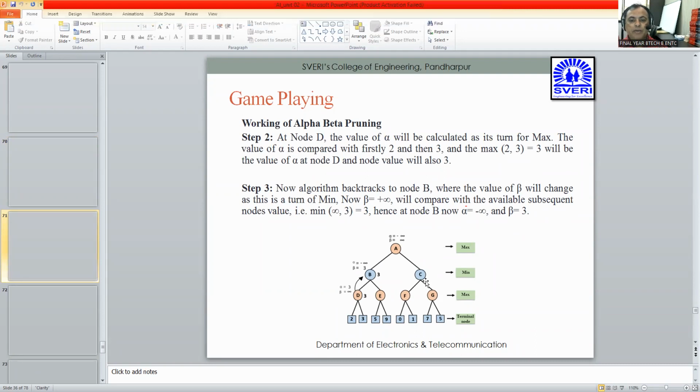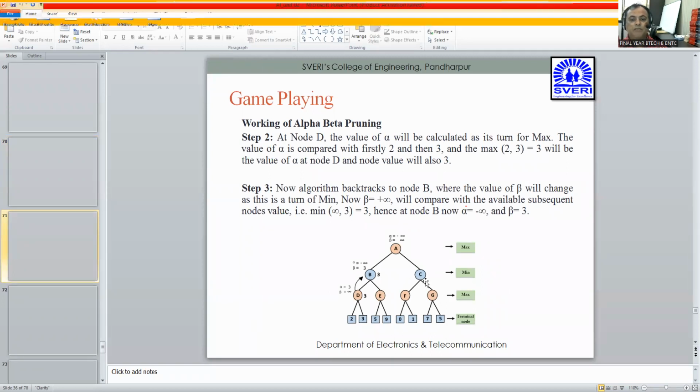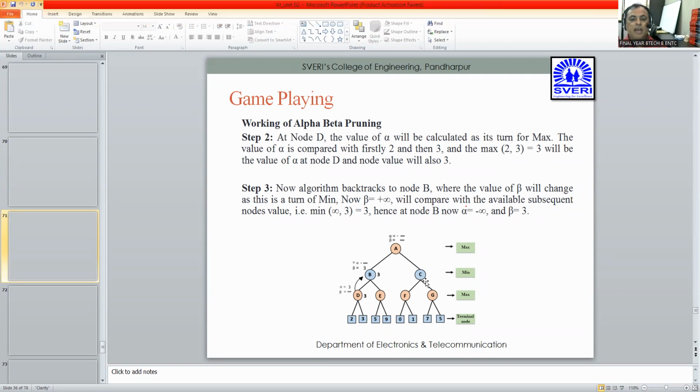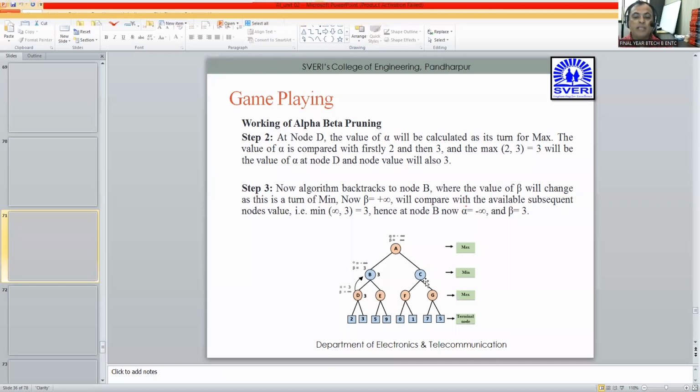Now, from A to B, the value will be passed as it is, like alpha equal to minus infinity and beta equal to plus infinity. From B to D, the values are passed as they are. At node D, the value of alpha will be calculated at its max, right? So when it comes to D, it will take the maximum out of 2 and 3; 3 will be the maximum. Hence alpha will be equal to 3 and beta will be equal to infinity. Are you getting it?